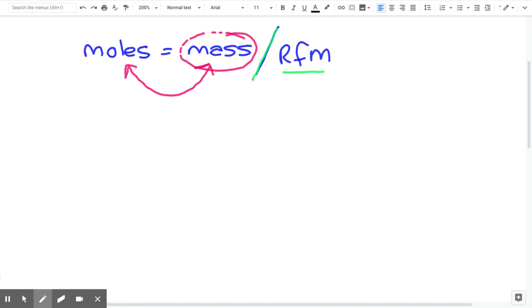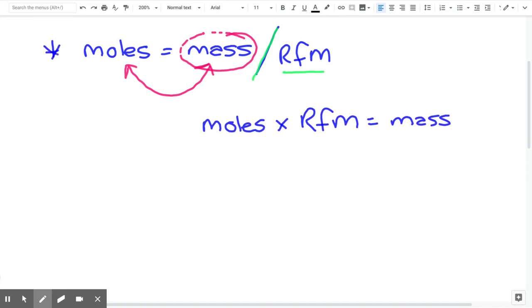And so in order to invert that mathematical procedure, we need to multiply by the RFM to take it across to the other side. And so what that will then allow us to do is have the rearranged equation this time, whereby moles multiplied by the RFM equals the mass. And so what we've done is taken the first equation that we had in the previous clip and rearranged that into an equation which allows us to have mass as the subject of the equation.